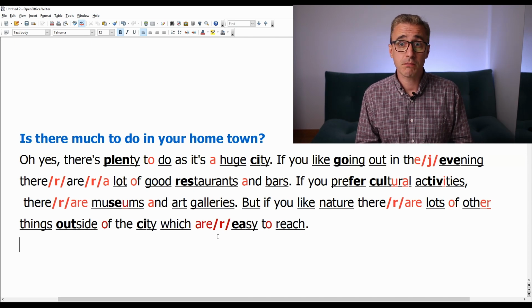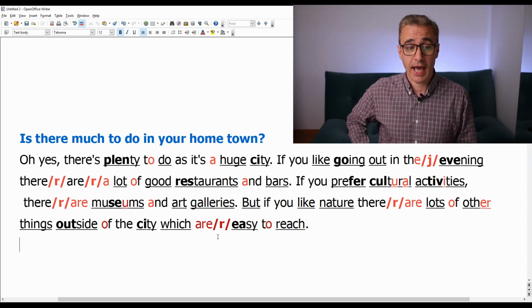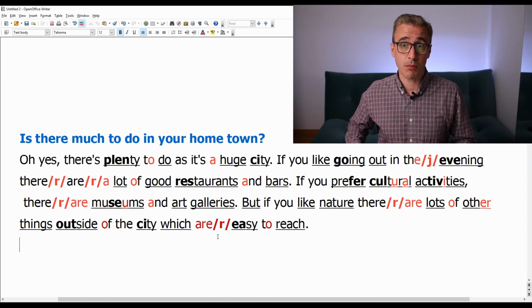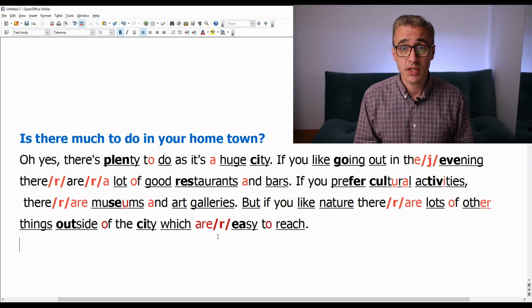Okay, so let's go through it sentence by sentence, and let's try and get this connected speech as natural as we can. So I'll say one sentence and you repeat after me. Oh yes, there's plenty to do as it's a huge city.